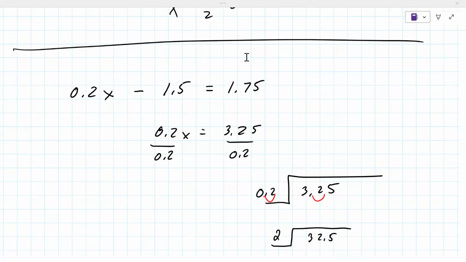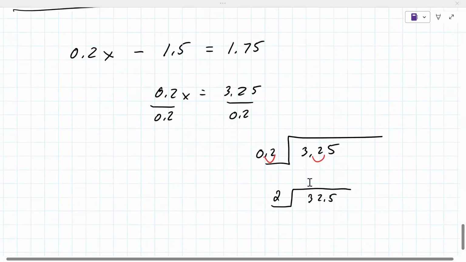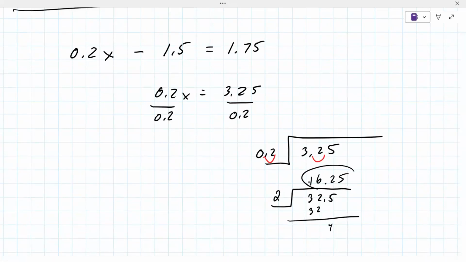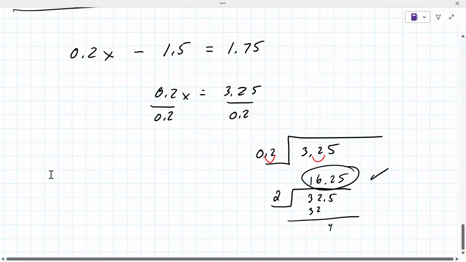16.45. So it's definitely 16. And then how many times is it going to 5? It goes in 2 point 25 times. Point 25. Yeah, there you go. That's good. Okay. All right.